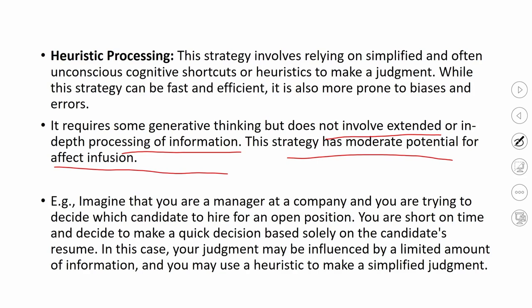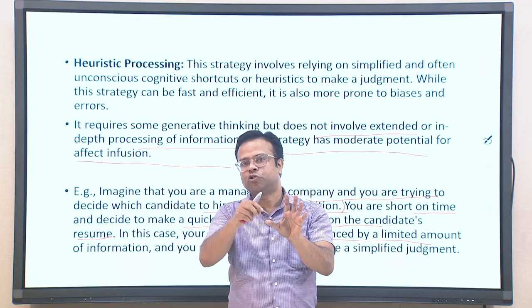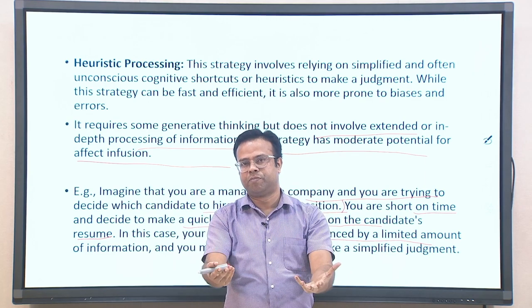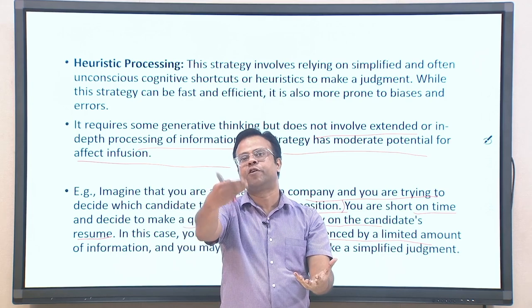Based on emotion you take some decisions. So, let us say you are a manager at a company and you are trying to decide which candidate to hire for a position. You are short of time and you need to make a decision very quickly based on whatever resumes you have. There is a position available and there are a few resumes and you do not have much time. Very quickly you need to decide because you need that person. In this case, your judgment may be influenced by a limited amount of information and may use heuristics. So, immediately based on a few things you will see, some candidates may look better, and some positive emotions may be generated and influence that decision making.